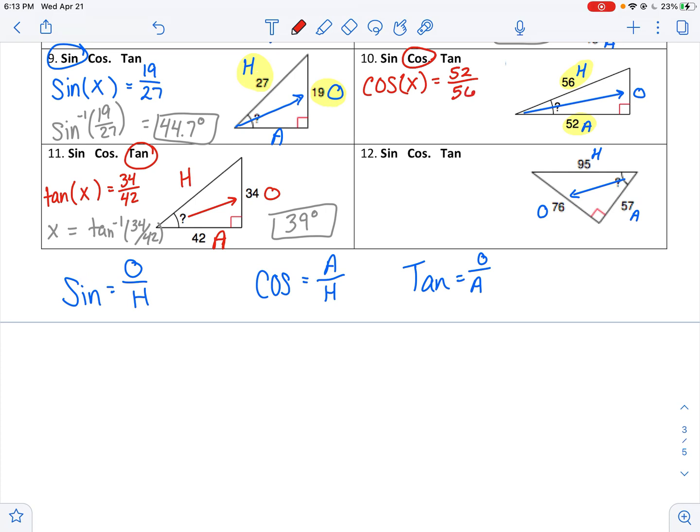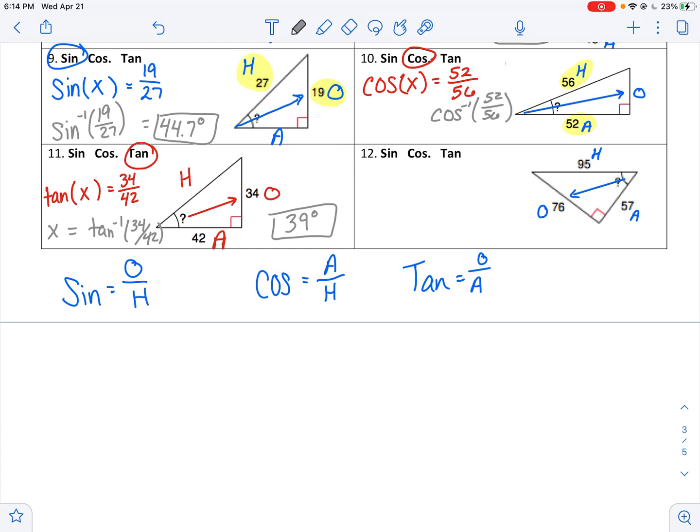And again, since I don't know what that angle is, I need to undo this to get the x by itself. So I'm going to do cosine inverse on both sides. These cancel out. I'm left with just x on that side. But then I've got to do the cosine inverse of the other side, 52 over 56.